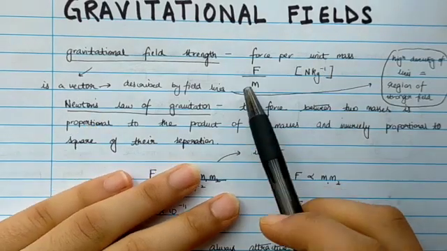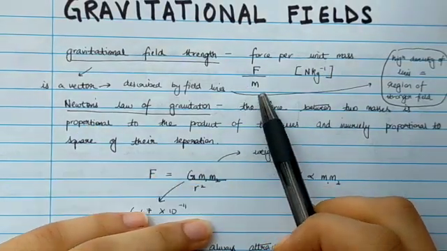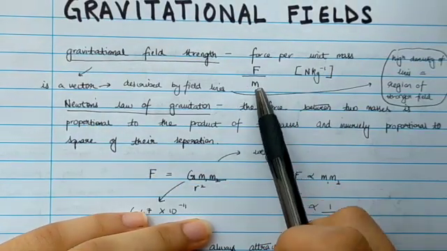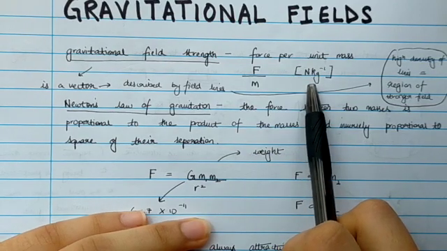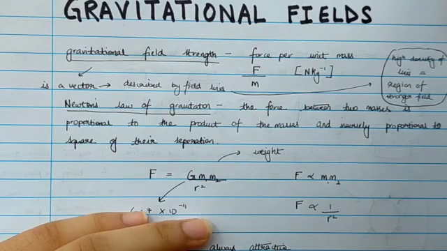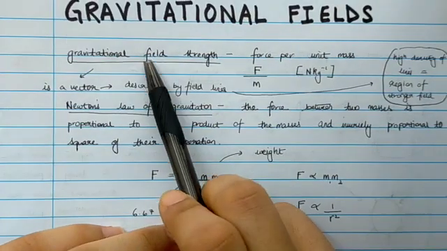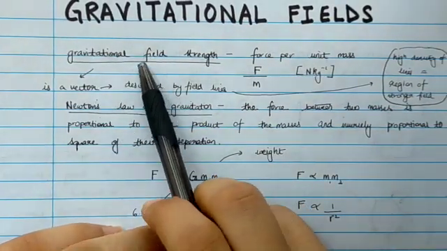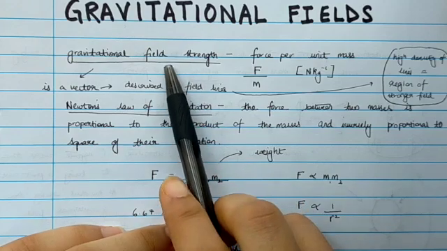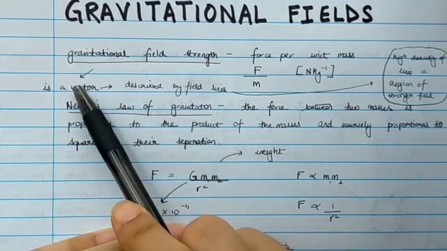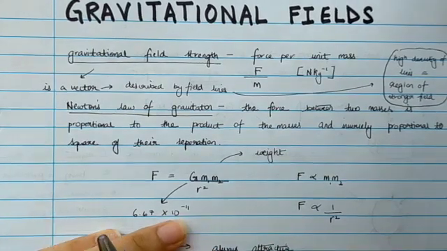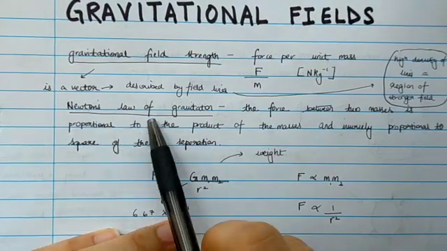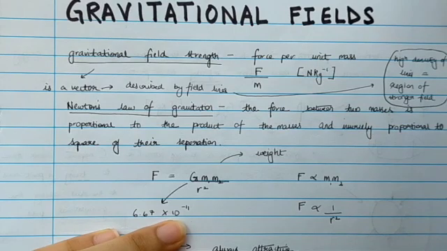As an equation, you can write it as F over m, so the force per unit mass. And then the SI units would just be N kg to the power of -1. Now something to remember is this is a field. When you're talking about fields, you're automatically defining them as vectors. So the gravitational field is a vector and is defined by field lines.